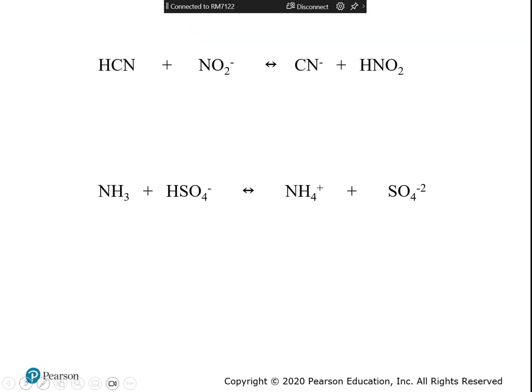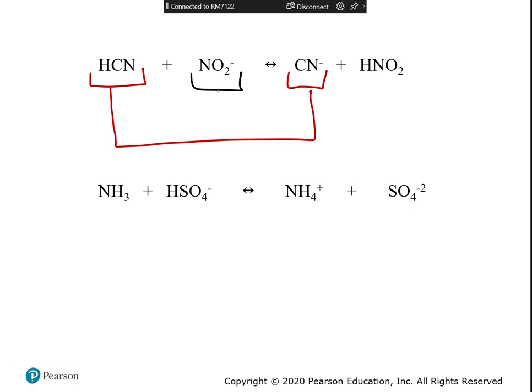So you tell me, looking at this, HCN plus NO2 minus forms an equilibrium with CN minus and HNO2. So first thing to do, find the pairs that look the most alike. So with HCN, what looks the most like it on the product side? CN minus. Everybody agree? Okay. So HCN and CN minus look similar, so they're going to be our pairs. That's the first pair. And then looking at the second one, NO2 minus and HNO2. Agree? They look similar, so they're our beginning and ending pairs. So now those I know are my acid-base pairs.